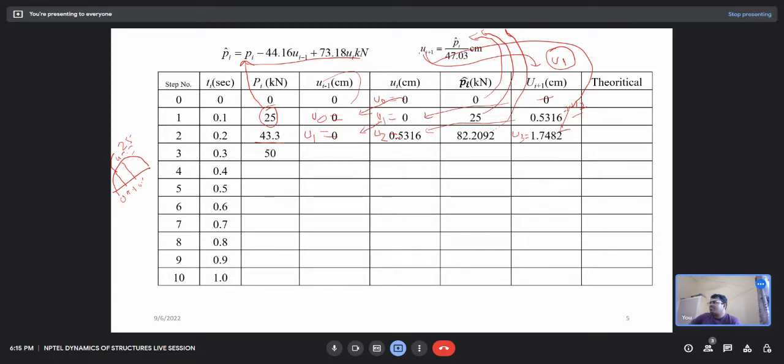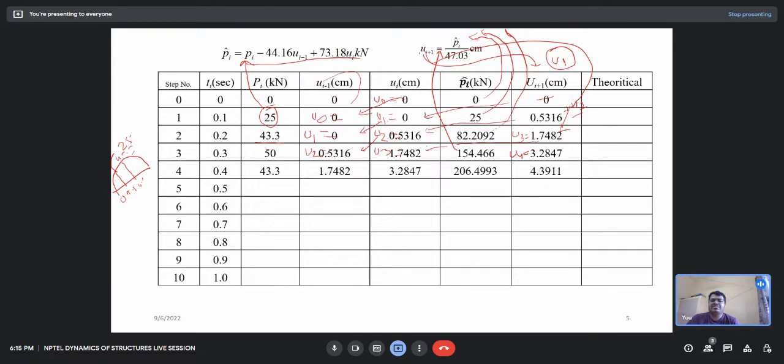Okay. Now next, at time step t equal to 0.3, my load is 50 kilonewton. This now becomes u2 for the third step, and this is u3. So what is my u2? My u2 will become this 0.5316, and what is my u3? That will become this, 1.74. If I find out the pi cap, my load becomes 154.466. If I calculate again by putting this into this equation, I will find u(i+1), or u4, comes out to be this.